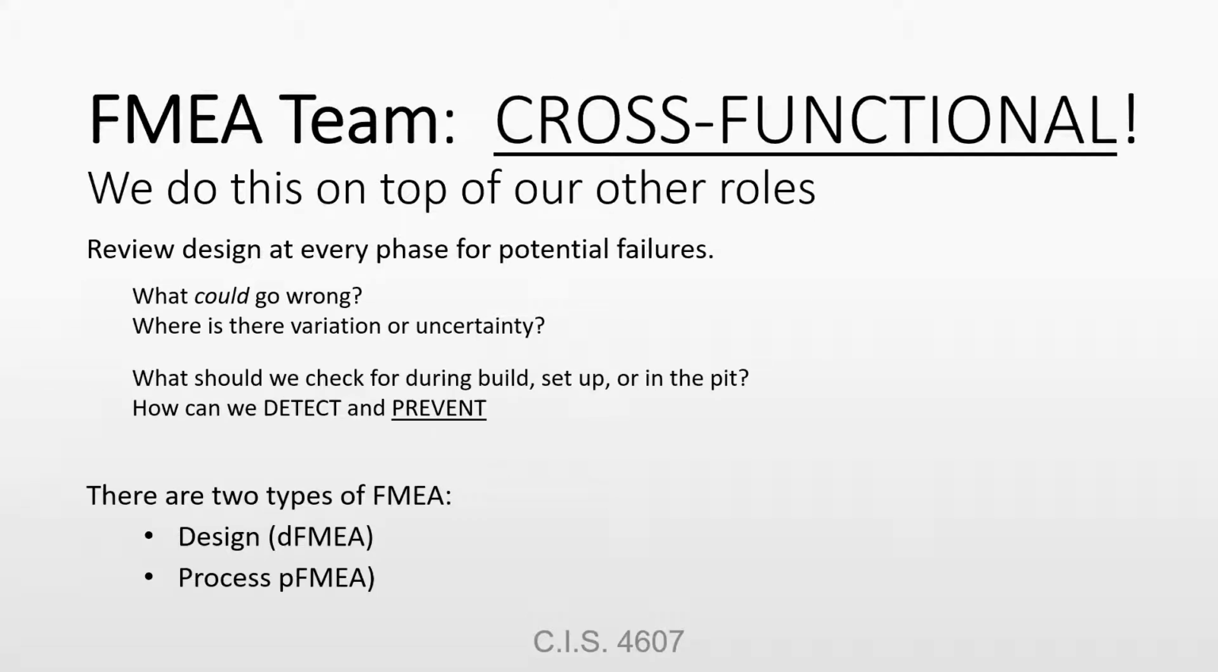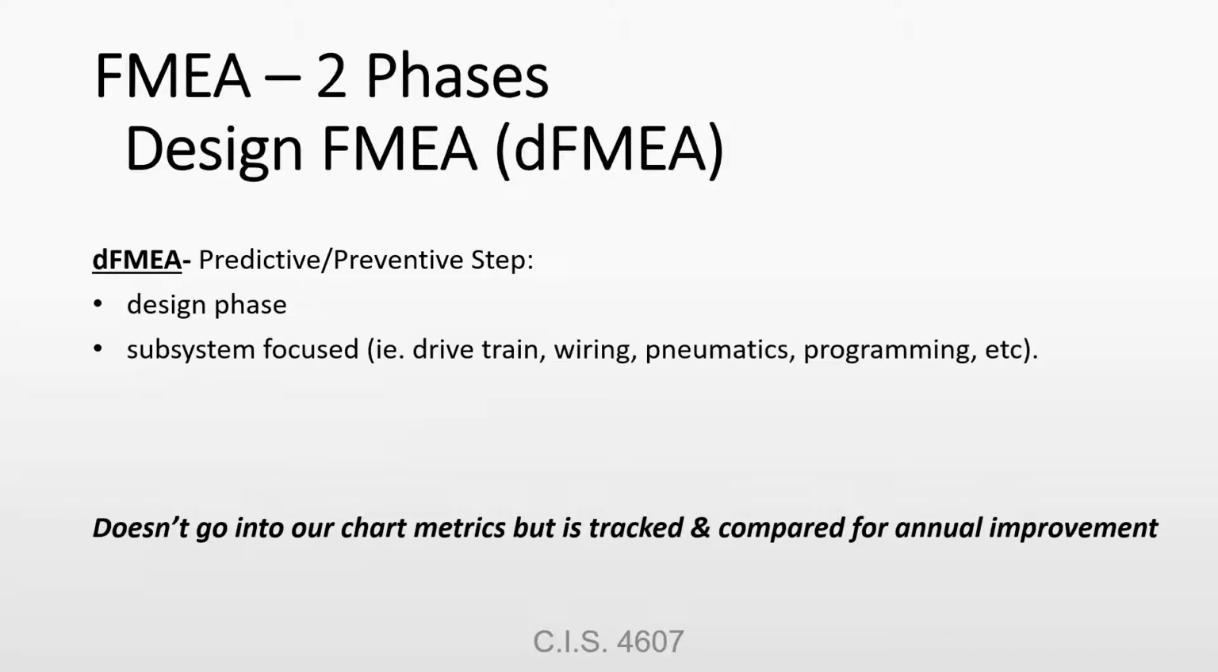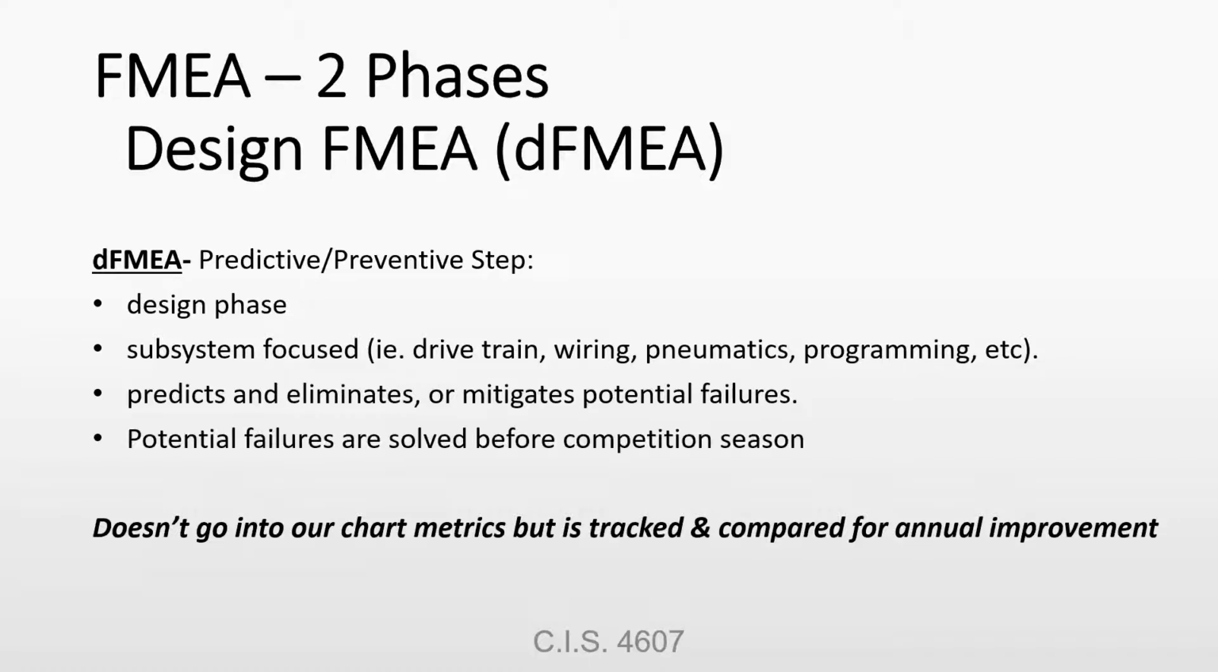So the FMEA team is cross-functional. Everyone does it. It's not just quality control. We have our engineers, our build team, programmers, electrical do it. And there are two different types of FMEA. There's design FMEA and process FMEA. Design FMEA is during the design phase. We focus on systems and not the whole robot. And it is to predict failures that could happen so we can eliminate them before competition.